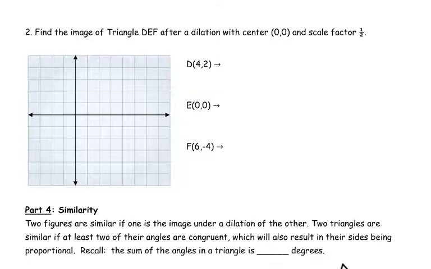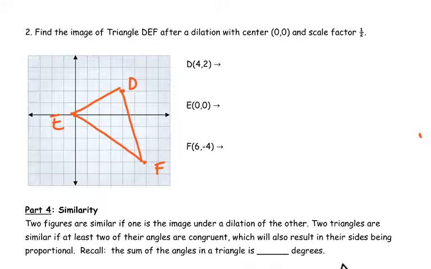Here we have to find the image of triangle DEF after a dilation with center (0, 0) and a scale factor of 1/2. So right away I should realize that my new triangle is going to be smaller than my original triangle. So go ahead and plot D, E, and F. So you should end up with that triangle. Please make sure you're using your straight edge.